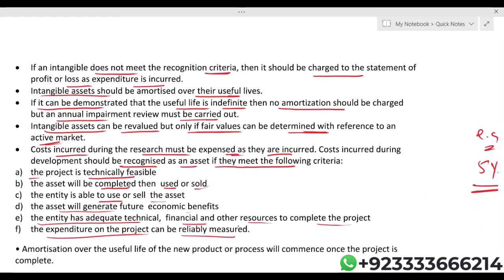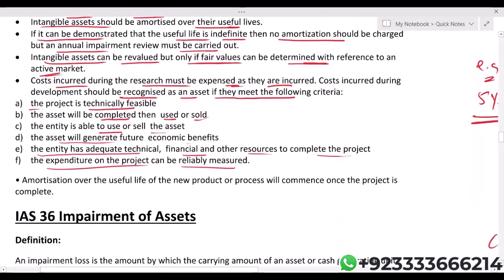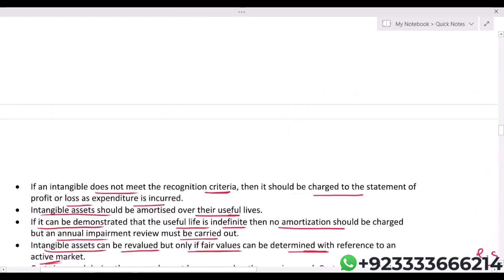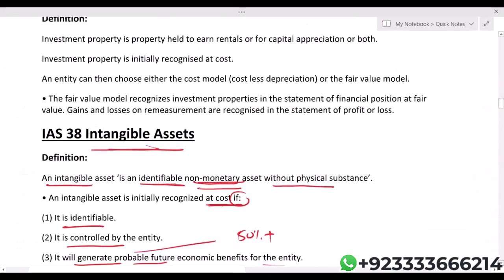If all the conditions are met from A till F, only then will development phase expenditure be capitalized. Capitalized means obviously it will become an asset. Amortization over the useful life of the new product or process will commence once the project is completed. Once your intangible asset is completed, then you will start amortization. So basically, according to IAS 38, for intangible assets, number 1 is you need to know this.